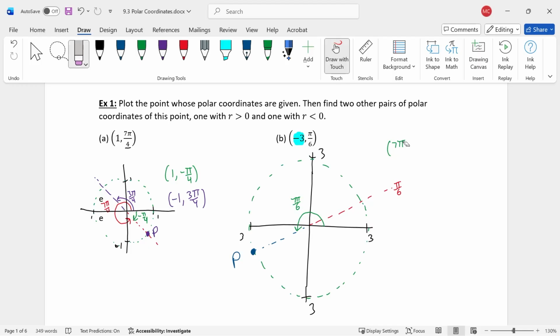Got my coordinate backwards there. Let's try that again. That'll be my 7 pi over 6 for the angle. And then in this case, since the angle is pointing in the same direction as the point, we'll have a positive 3 for the radius.